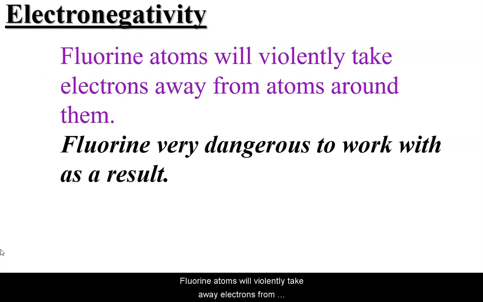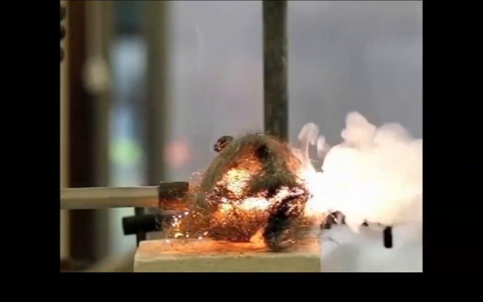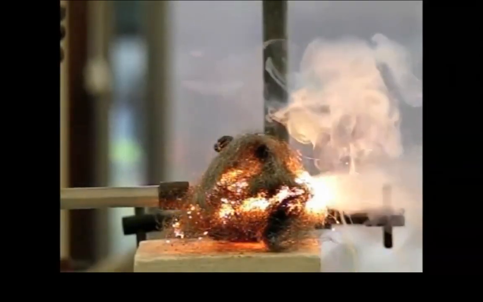Fluorine atoms will violently take electrons away from atoms around them, which makes it a very dangerous element to work with. But the reason that fluorine makes such strong bonds is because it is a small atom and the nucleus is relatively highly charged because it's right on the right-hand side of the periodic table, but the electrons don't shield this nucleus. So it is very so-called electronegative. It attracts electrons to itself from other elements.